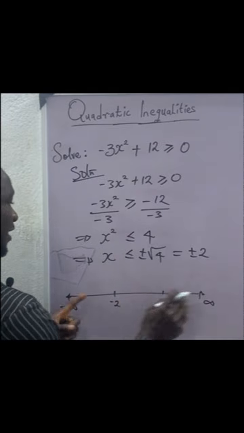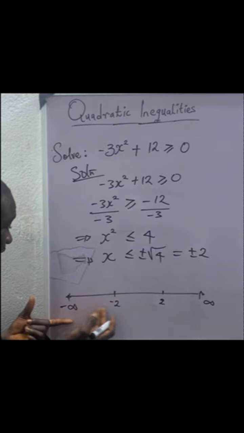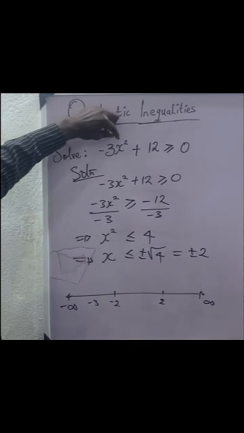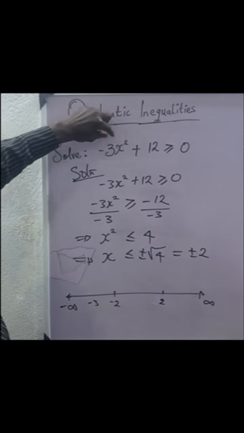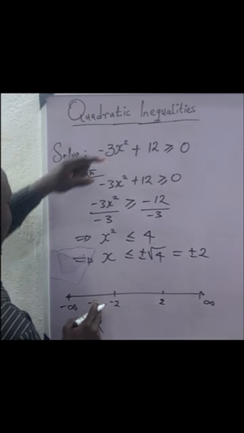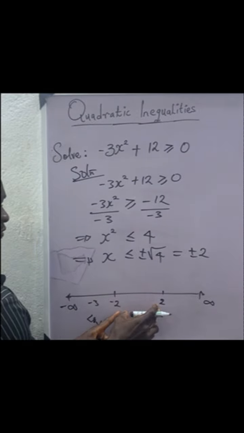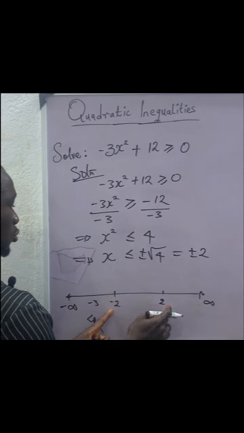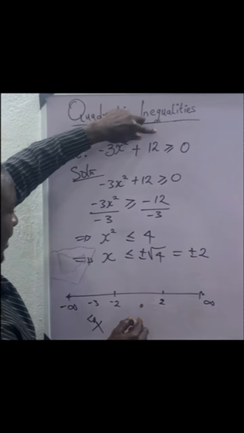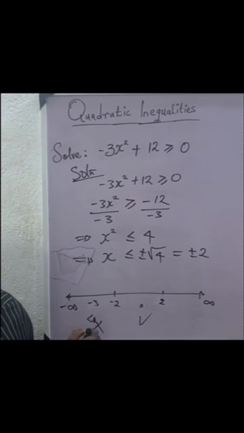So these roots have partitioned this number line into 3 intervals. If we consider any value from this first interval, say minus 3, and replace x here with minus 3, we will discover that this expression will be less than 0, and so this interval does not satisfy the given inequality. And if you pick any value from the interval minus 2 to 2, say 0, and replace x with that value, we find that we satisfy this inequality. So this interval satisfies this inequality.